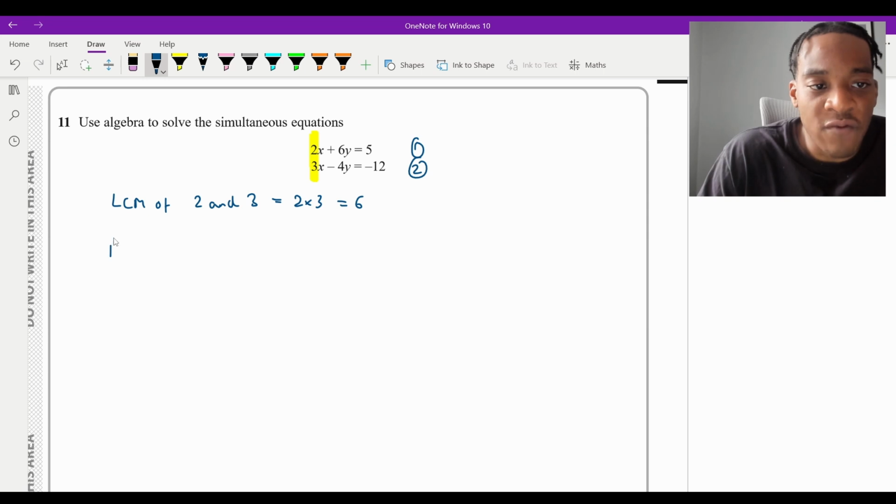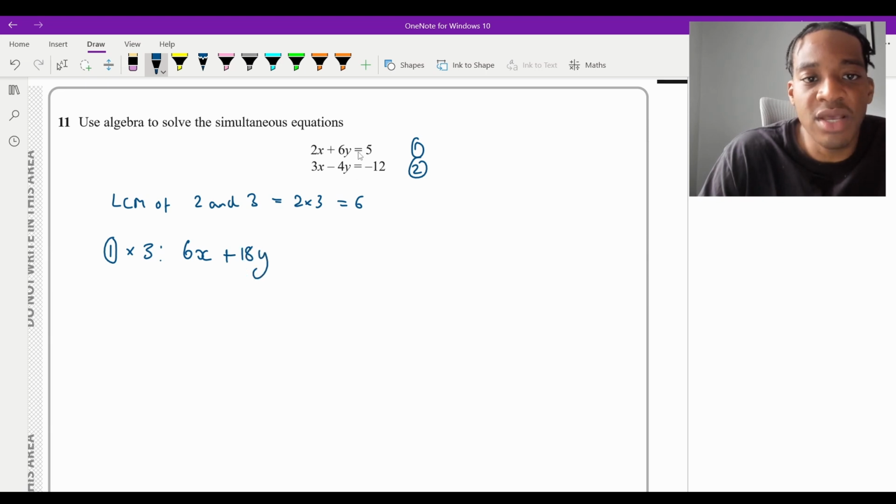And, well, to go from a 2x on the top to a 6x, I will need to multiply the whole of equation 1 by 3, wouldn't I? So I'm going to do equation 1 times by 3. And if I do this, let me just rub this out. It's a bit confusing or distracting. I'm going to do 2 times 3, that will give me a 6x here. And I'm going to do 6 times 3, which is 18, so that'll be plus 18y. And I'm going to do 5 times 3, which is 15. So that will be the first equation done. We've times everything by 3, and we've got this equation 6x plus 18y is equal to 15.